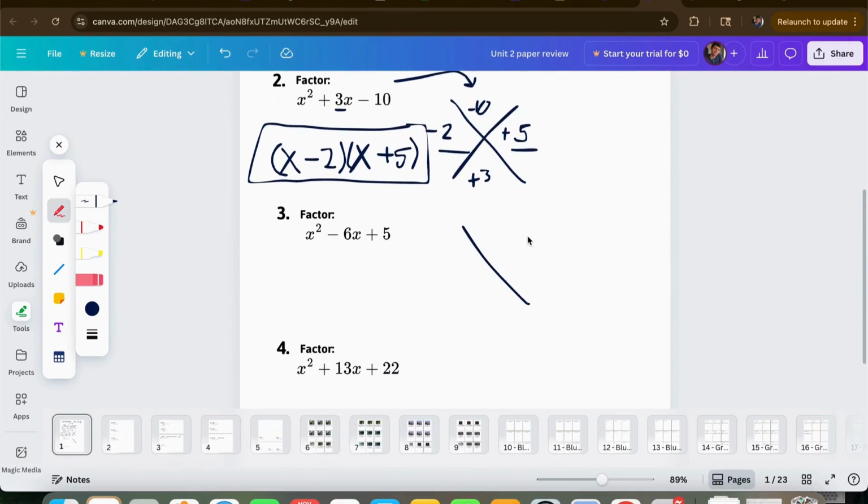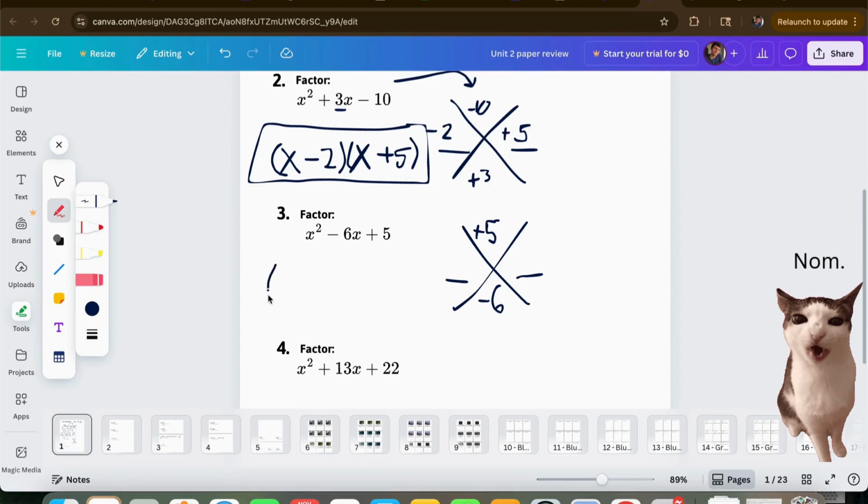One more. I want to say one more. 2 more to go. Put the positive 5 up here. Put the negative 6 down here. What multiplies to 5 and adds to 6? I know I saw on the test several people get this one backwards. It's tempting to get it backwards.